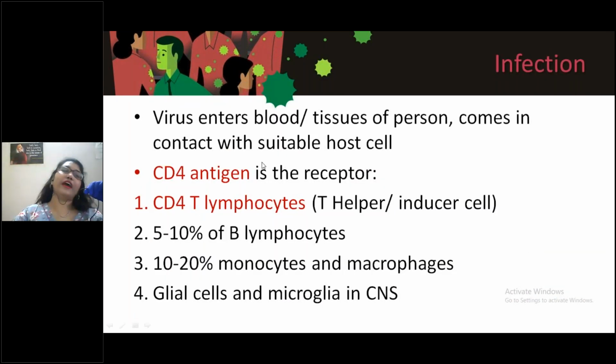So basically, whenever a virus enters into the blood or tissues of a person, it comes in contact with a suitable host cell, and the CD4 antigen is the receptor. So the CD4 T lymphocytes, like the T helper cell or the inducer cell, and up to 5 to 10% of B lymphocytes, 10 to 20% of monocytes and macrophages, and glial cells and microglia in the CNS. All of these cells can be targets of the HIV, but the important target is the CD4 T lymphocyte. That is why it is put in red.